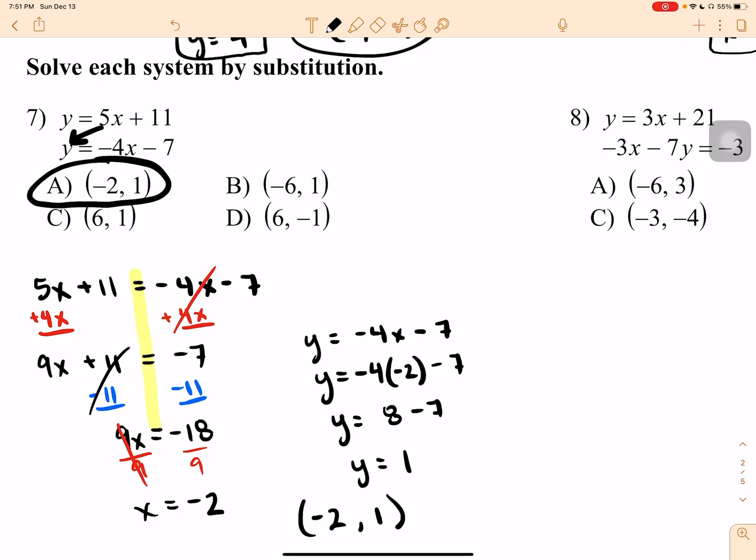So always make sure that you work through the rest of the problem, because what if you had gotten the negative 6 and just assumed that it was going to be that one? If you had plugged it in, you probably would not get 1 as your y. So then you'd be like, oh wait, I should be getting 1 as my y, but I'm not. So then you'd want to go back and check your work for the x.